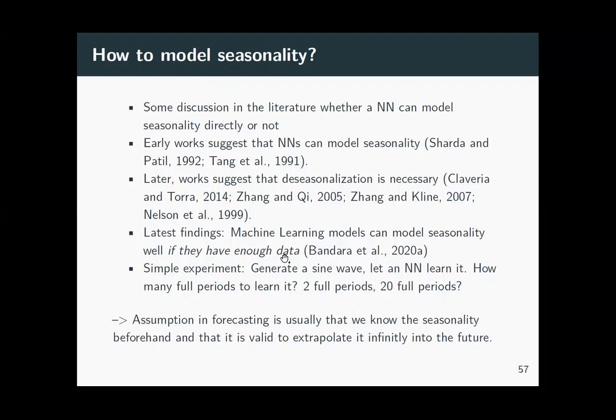Now, how do you model seasonality? There were some discussions about whether neural networks can model seasonality at all. Some early work suggested they can. Later work suggested you need to deseasonalize your data first. We now came to the conclusion that machine learning models can obviously model seasonality, but only if they have enough data. We did a simple experiment: we generated a sine wave and let the neural network learn it. Maybe 2 full periods is not enough, but 20 full periods can be enough.